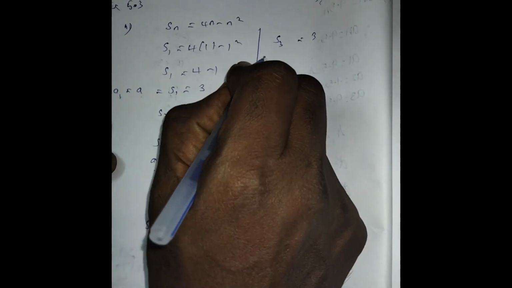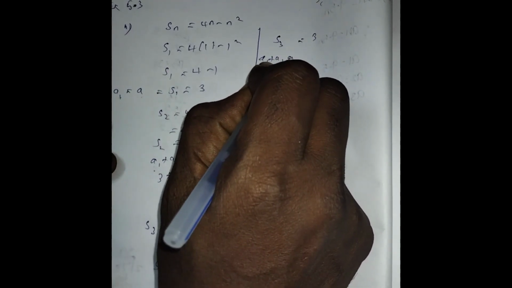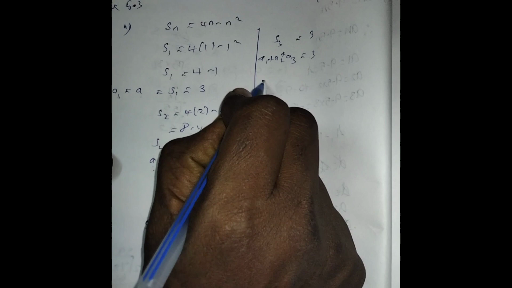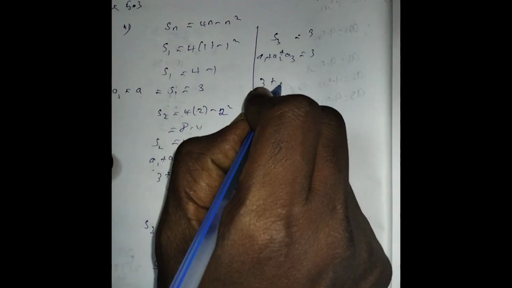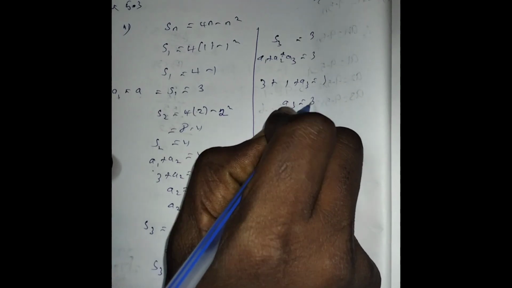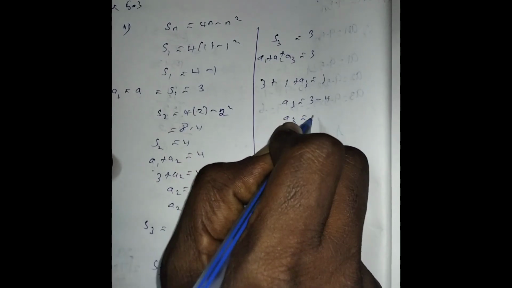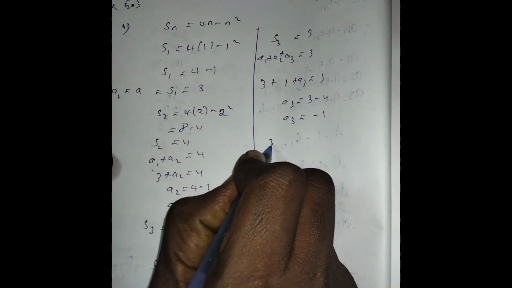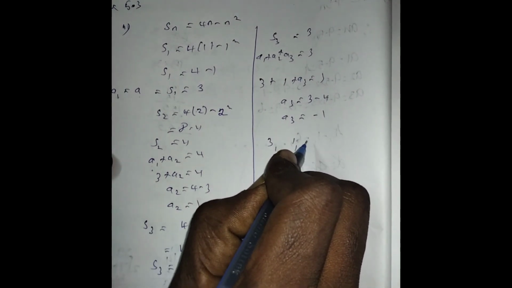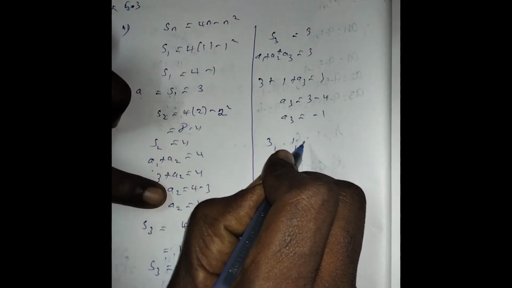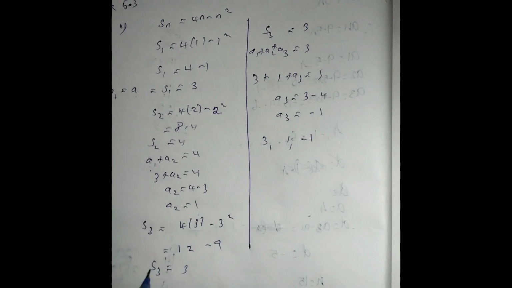Instead of S3 we can write A1 plus A2 plus A3 equals 3. So the sum of three terms equals 3. You know the value of A1 is 3 and A2 is 1. Then A3 equals 3 minus 4. A3 equals minus 1. So we have an AP like that: 3, 1, minus 1. So A1 equals 3, A2 is 1 and A3 is minus 1.